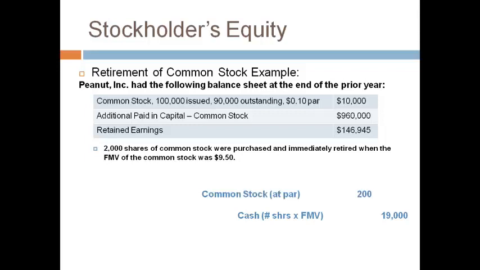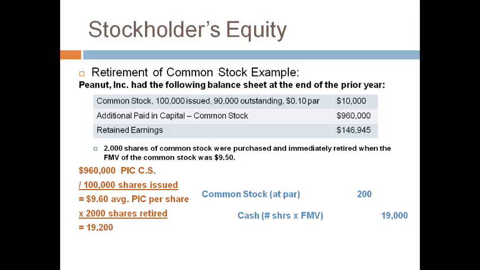cents. The third step is to compute the average paid in capital per share. Average paid in capital is computed as total paid in capital divided by the number of shares currently issued. The average paid per share is multiplied by the number of shares retired to determine the amount to debit to paid in capital. The entry will not balance. Record a credit to paid in capital or a debit to retained earnings to balance the entry.